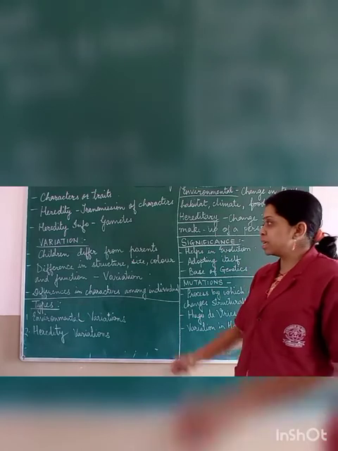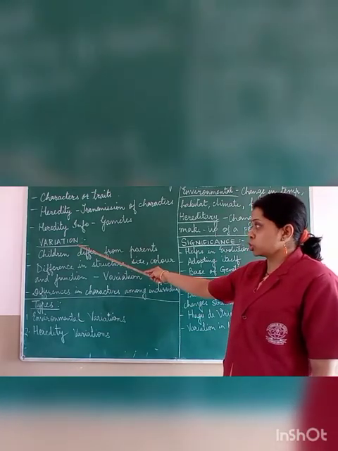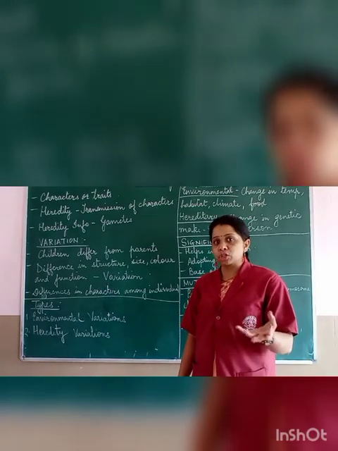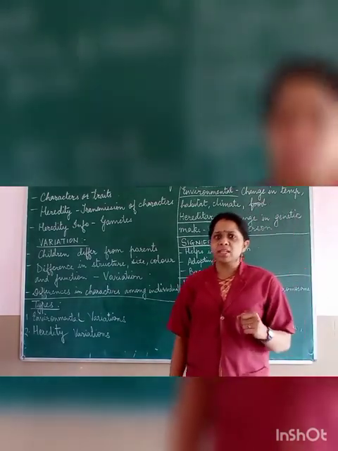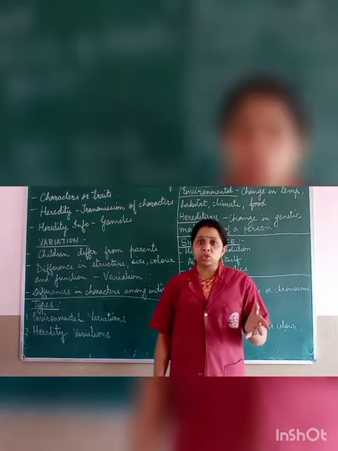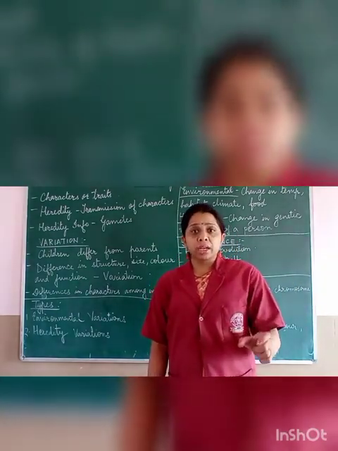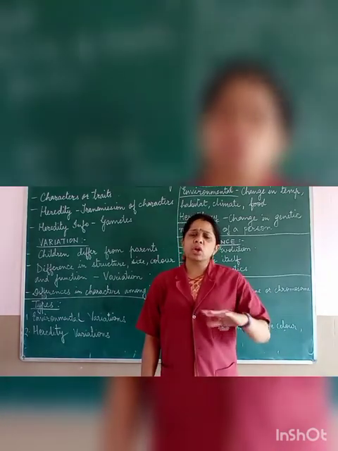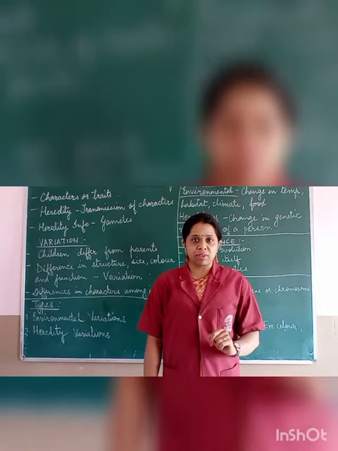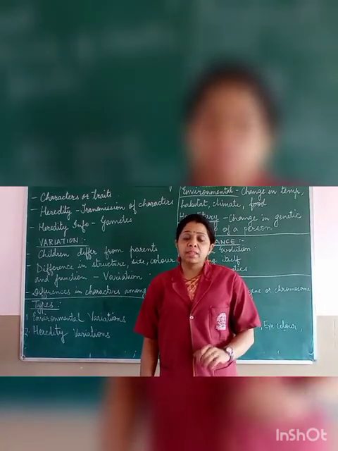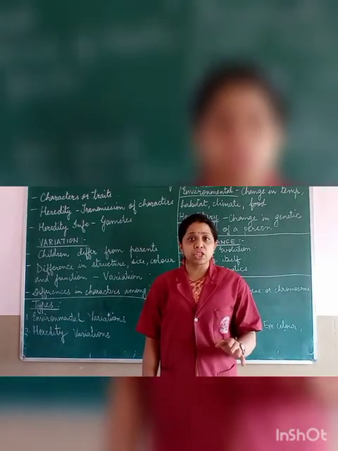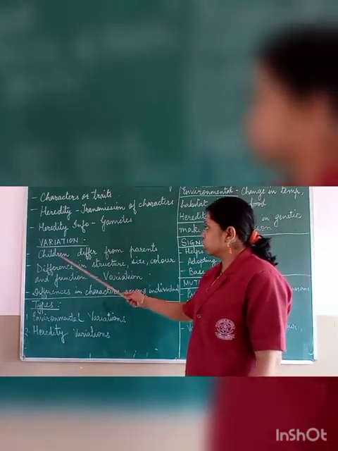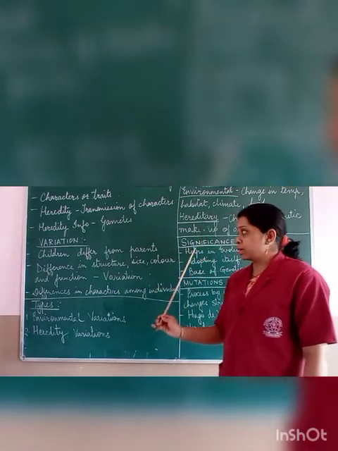Now let us see what variation is. The word itself tells us: differences. You must have seen that even if a child gets characters or traits from their parents, the child is not an exact copy of the father or the mother. There are some differences, some variations, present in every individual, and therefore children differ from their parents.